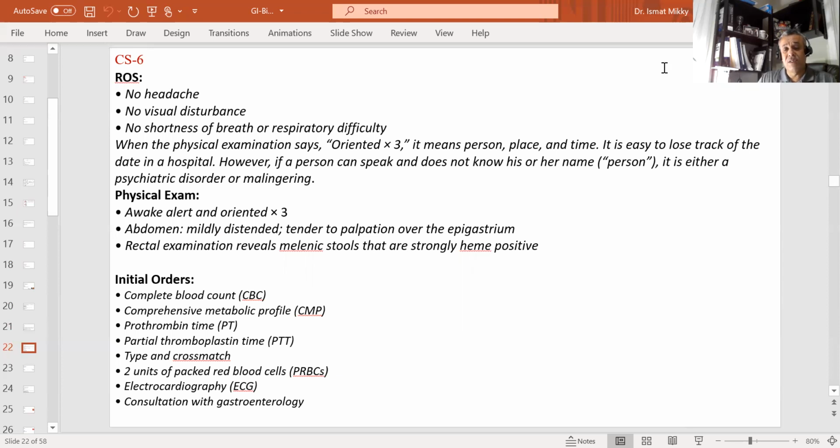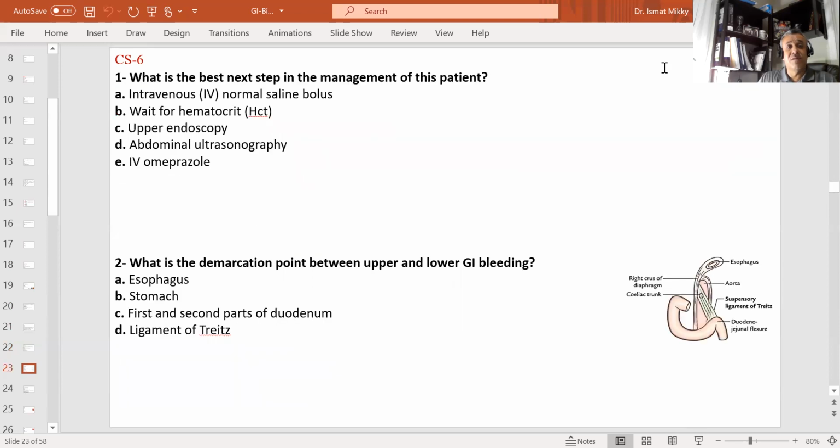I'm just going really fast because you can read it on your own. I'm just going to answer the questions and give you an explanation and rationale, and then you can have your time to go over the scenario and the other components, like vital signs, review of systems, the physical exam, results, and initial orders. So I'm going to zero in and focus on the questions. What is the best next step in the management of this patient, given this scenario?